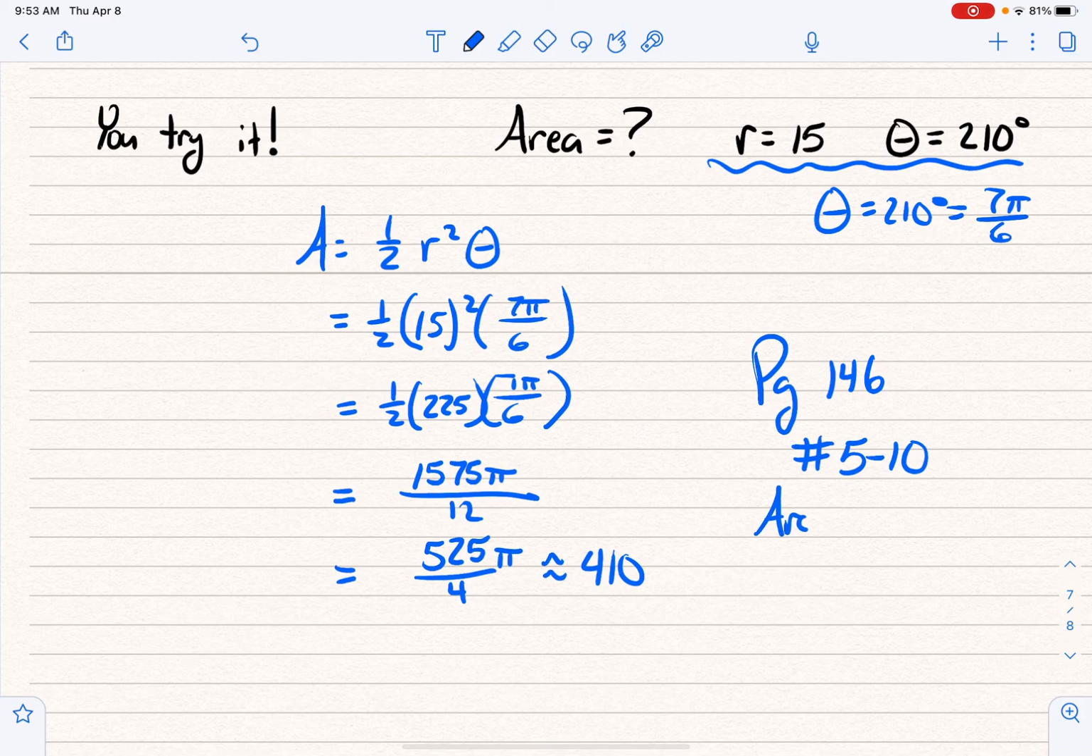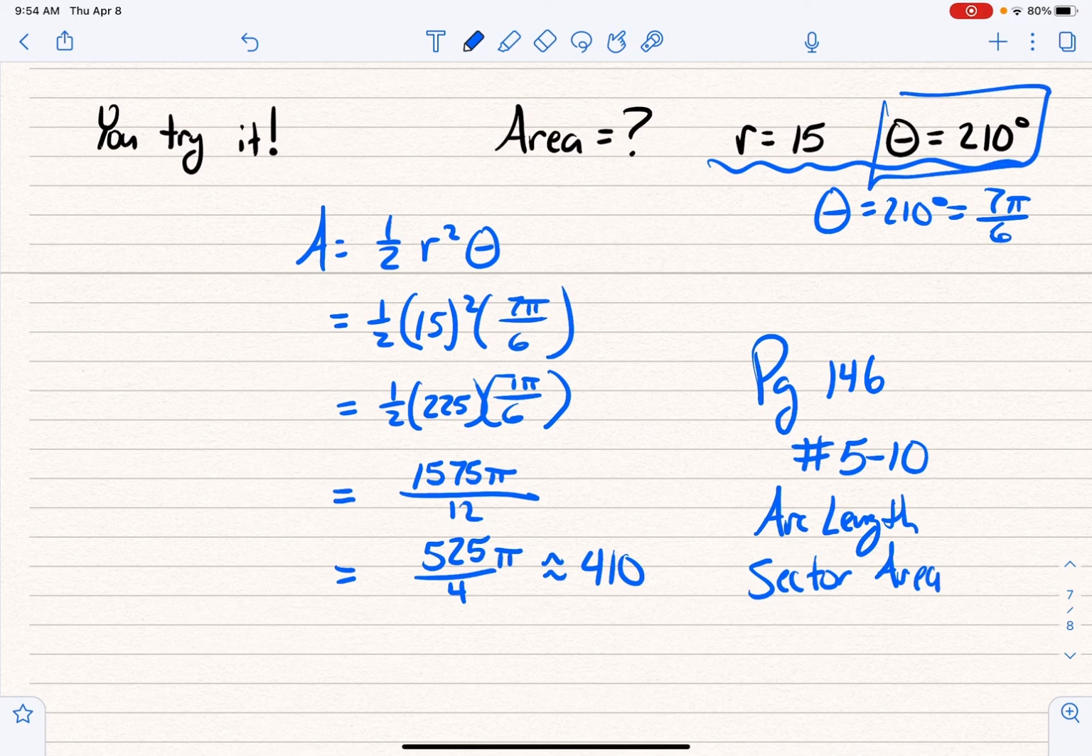I want arc length and I want sector area for each one, because I just want you to practice these formulas one after the other. Here are 6 real easy problems. You might have to convert to radians, but it's just 6 easy problems. I want you to find both arc length and sector area. So go ahead and get started on that. And when everybody is mostly done, then we'll go over the answers and a couple more kinds of problems.